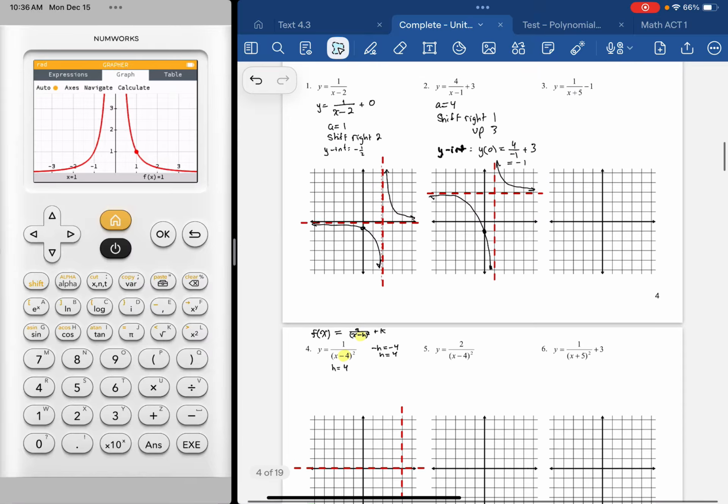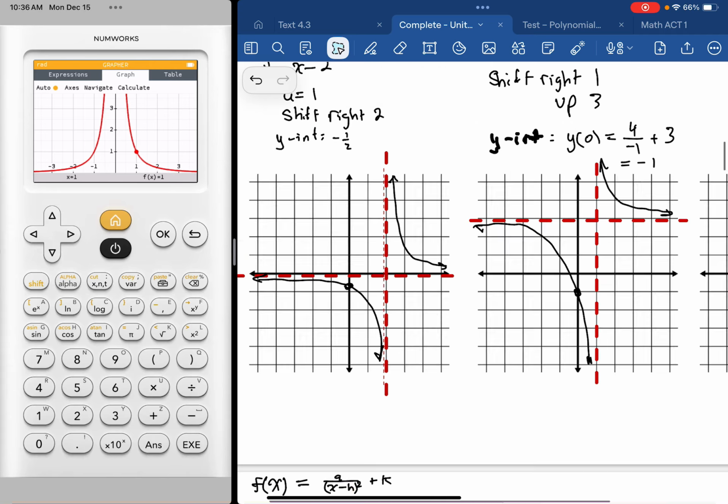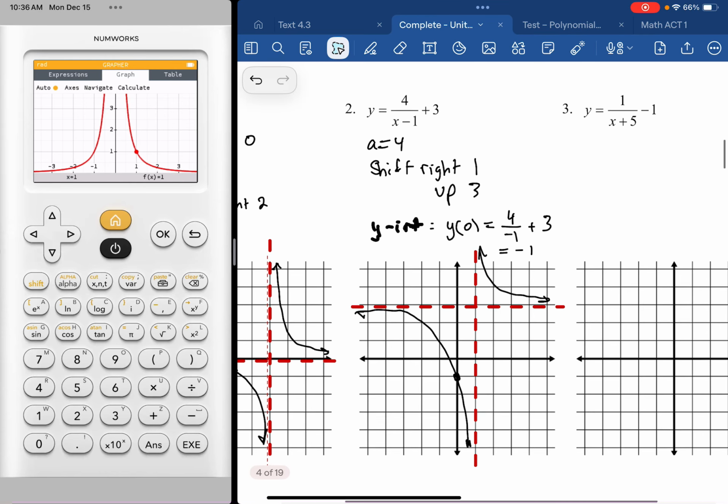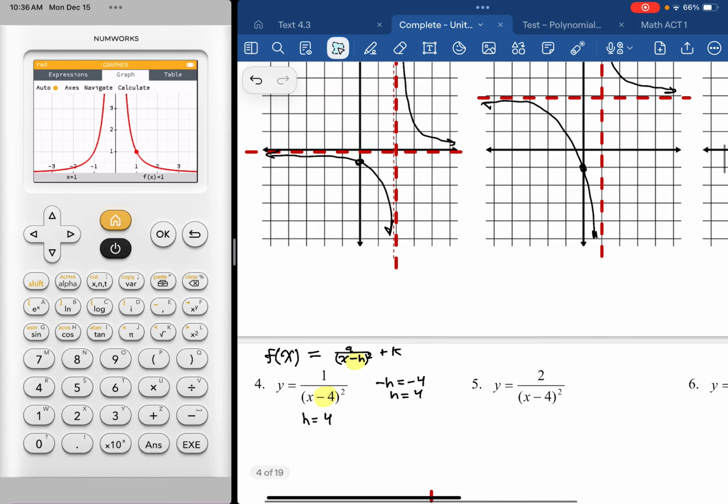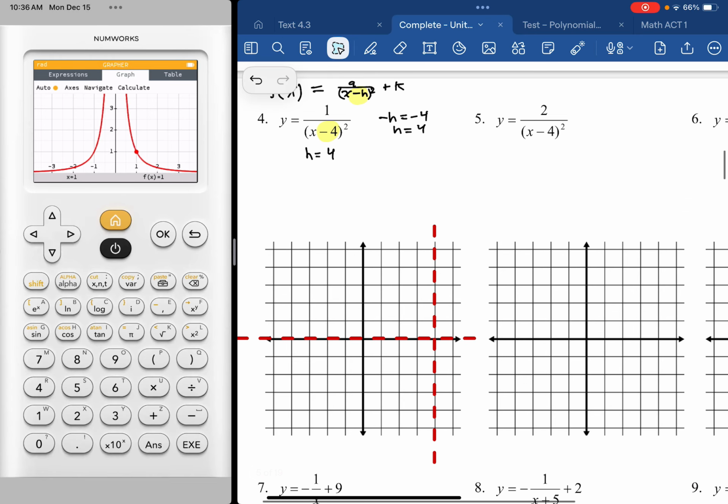Same idea here. This one was 2 to the right, and this one was 1 to the right. You see, it was x minus 1, x minus 2. And this one's x minus 4, so 4 to the right. If it were x plus 4, it would be 4 to the left. It's not going up or down.